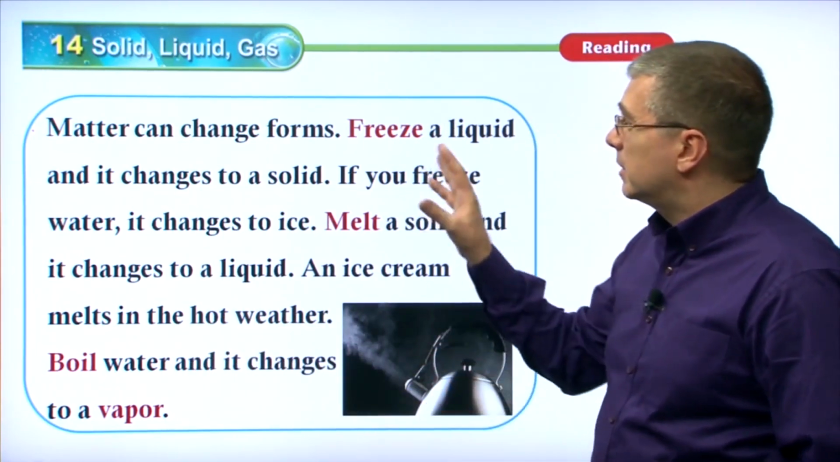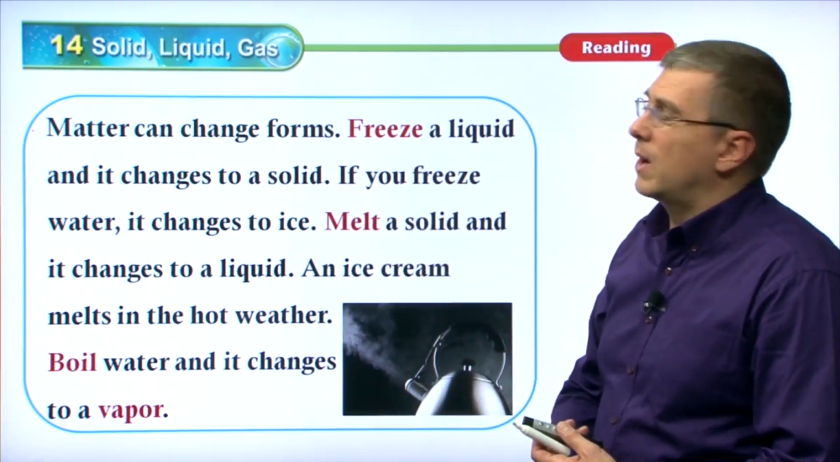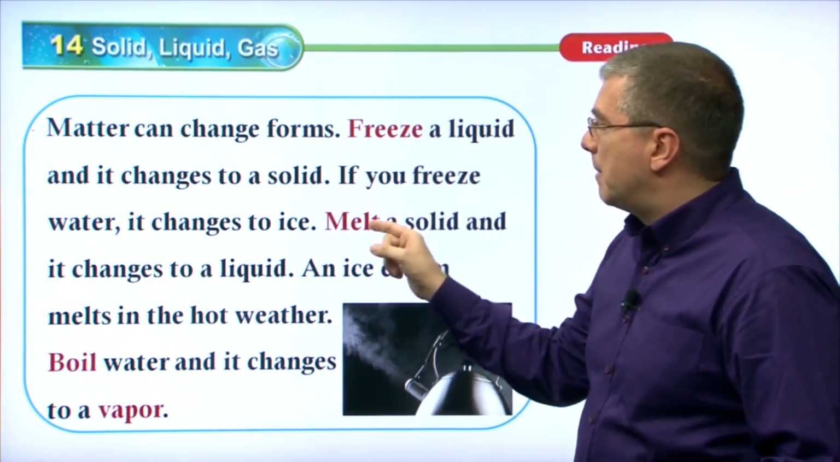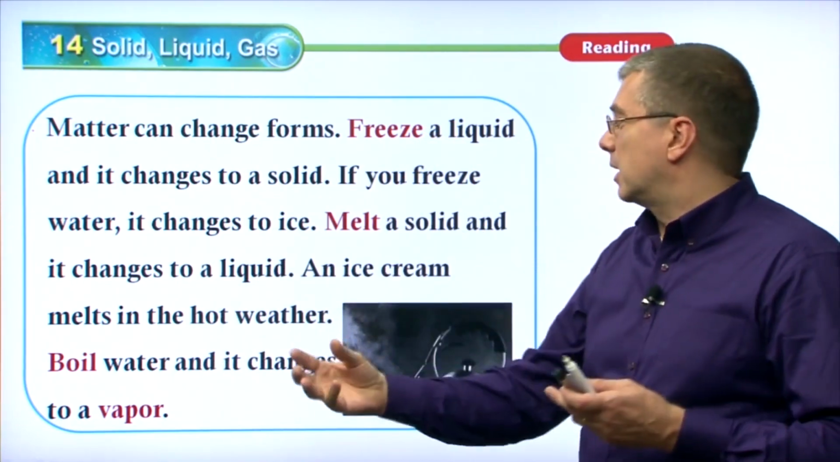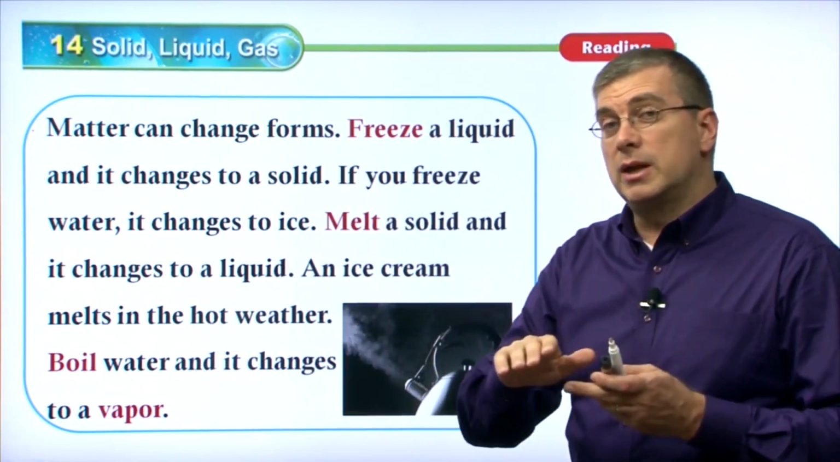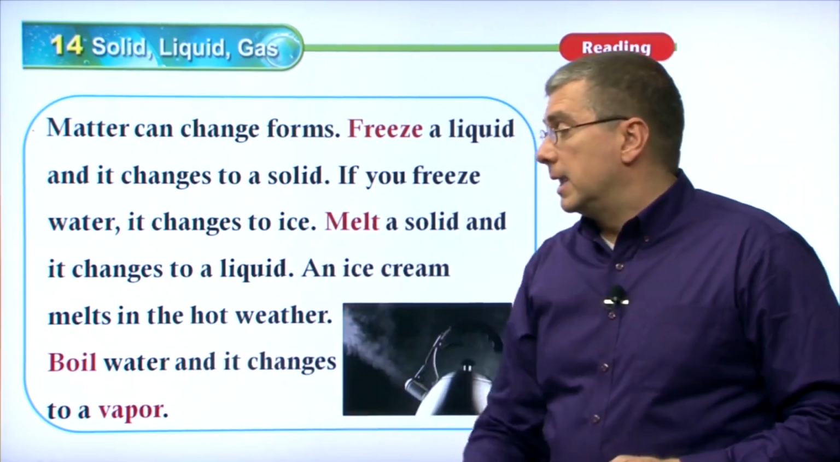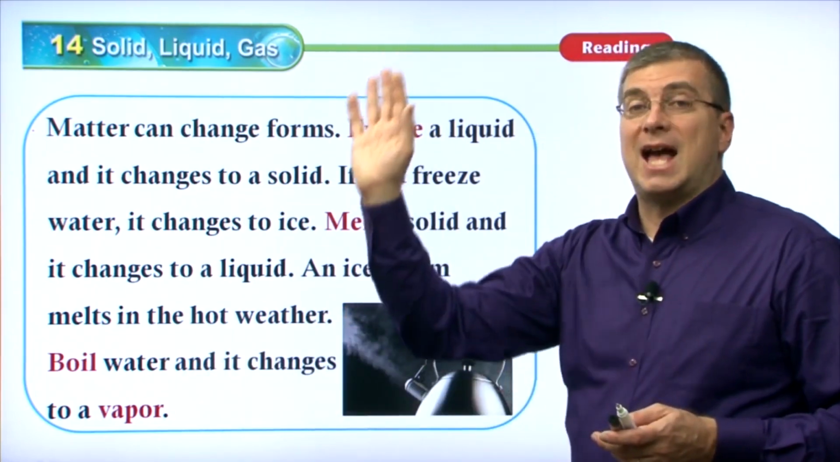So these are the three different ways that it can change. Freeze, melt, and boil. Remember, freeze means it goes from liquid to solid. Melt, it goes from solid to liquid. Boil, it goes from liquid to gas.